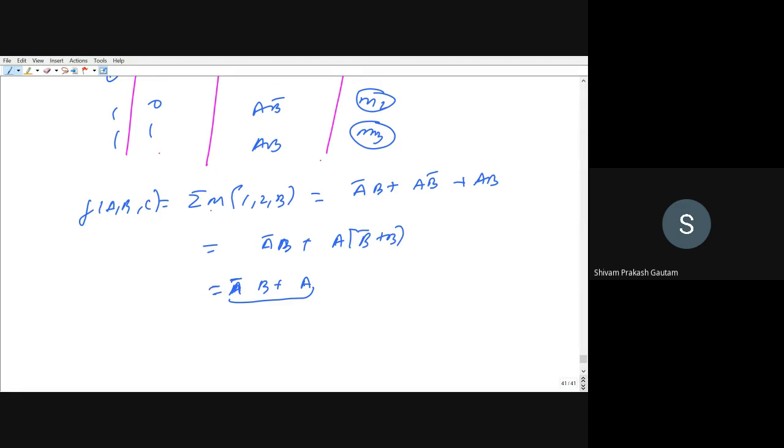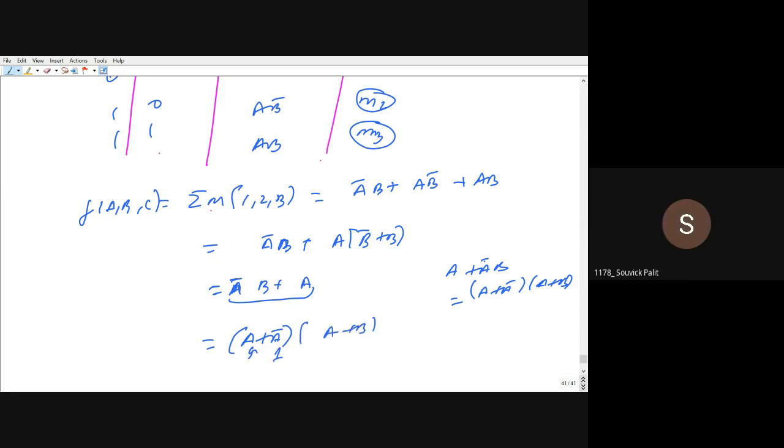This form of function we have seen in Boolean algebra, that is, a plus a bar b can be written as (a plus a bar) into (a plus b). So you can use that formula, that is, a plus a bar into a plus b.